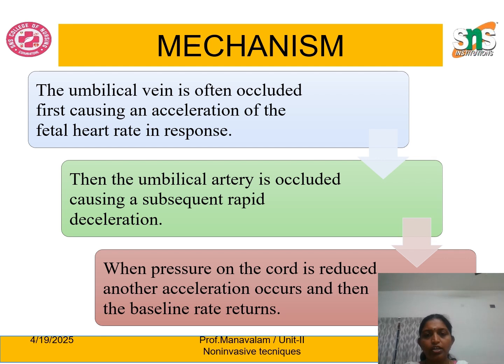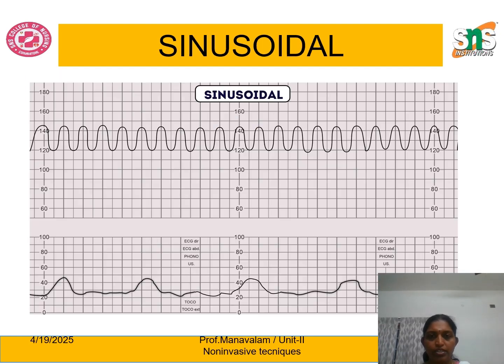Then, because of the contraction, the head gives compression to the adjacent structures, mainly the umbilical cord. When the contraction fades, the head is no longer compressing the umbilical cord, the cord pressure is reduced, and the blood supply is good again. There is an acceleration of the fetal heart rate, and it returns to the baseline. So this is the mechanism behind the variable deceleration.